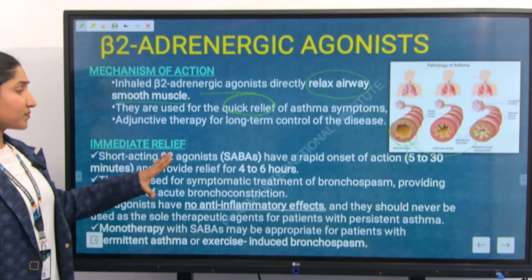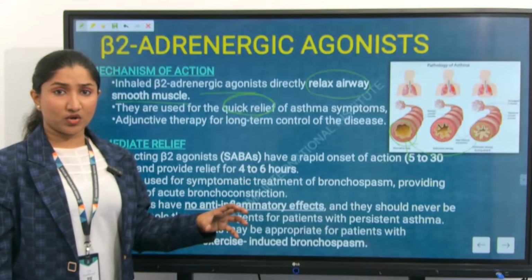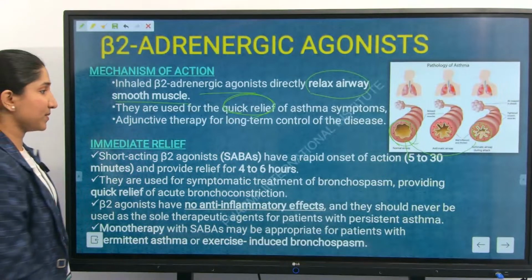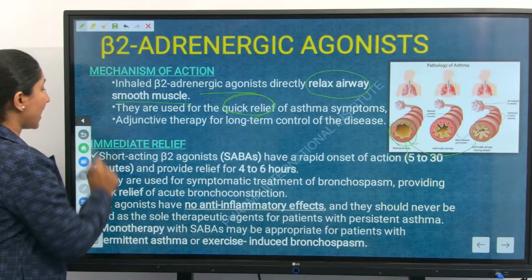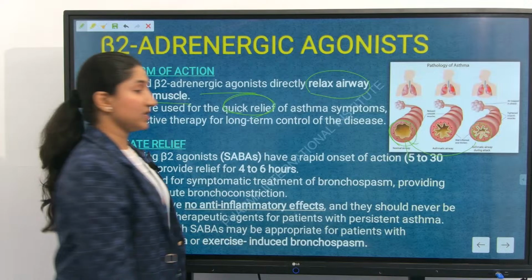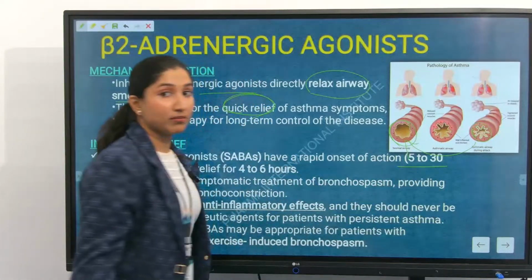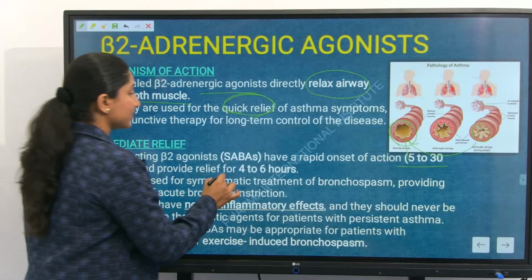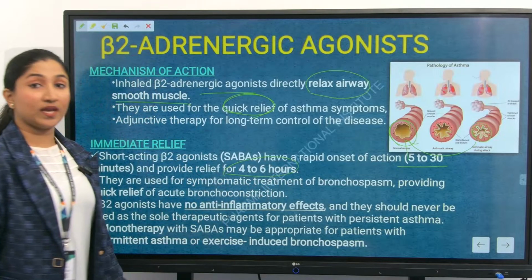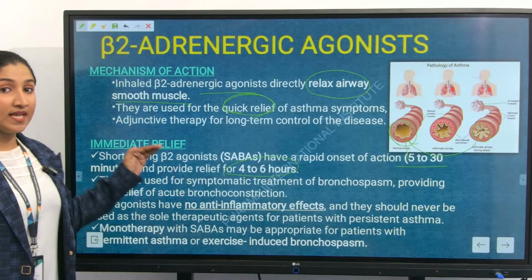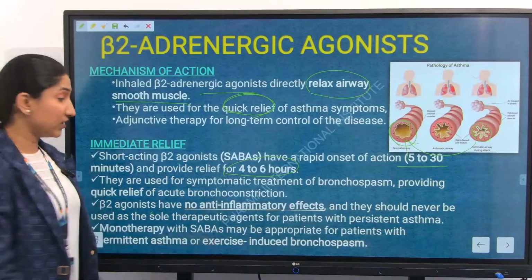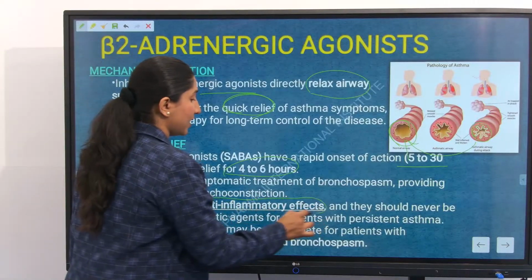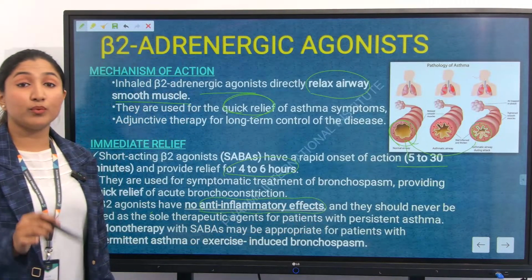Okay, so we talked about short-acting beta agonists. They are used for the quick relief of asthma symptoms. Their onset of action is between 5 to 30 minutes. So they give you a quick onset of action, and their effects last for 4 to 6 hours. These agents do not have anti-inflammatory properties. Okay, so they have only what?